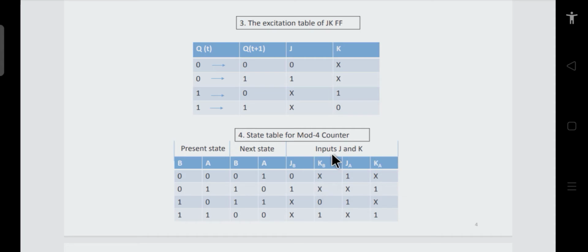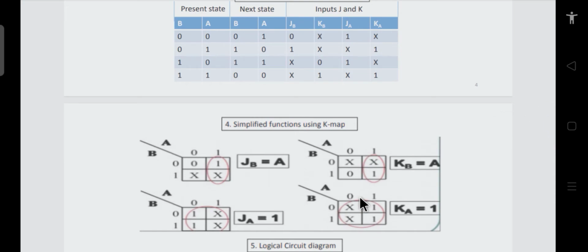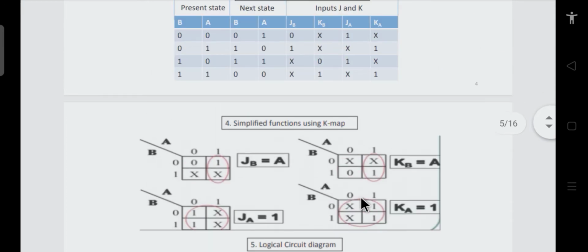So if you do this, then you get the state table for the mod 4 counter. Okay, so this is a simple example which I have taken to explain the process, and later, using the same process, you can do any other example. Okay, so after doing this, what we will do is simplify the Boolean expression.